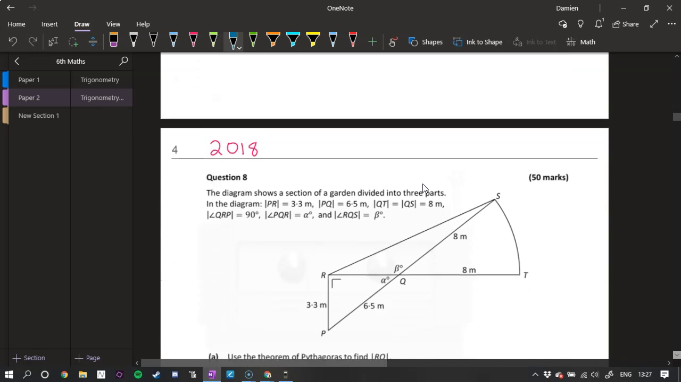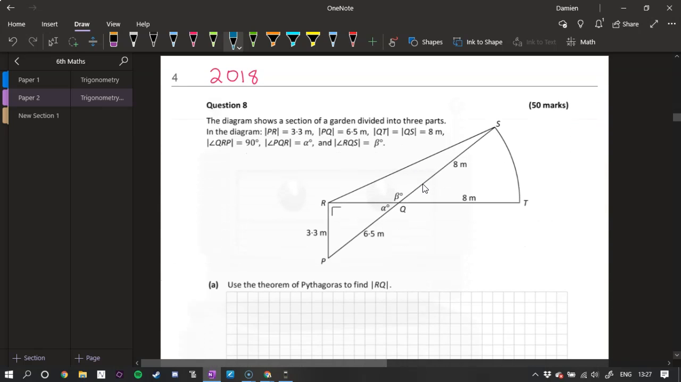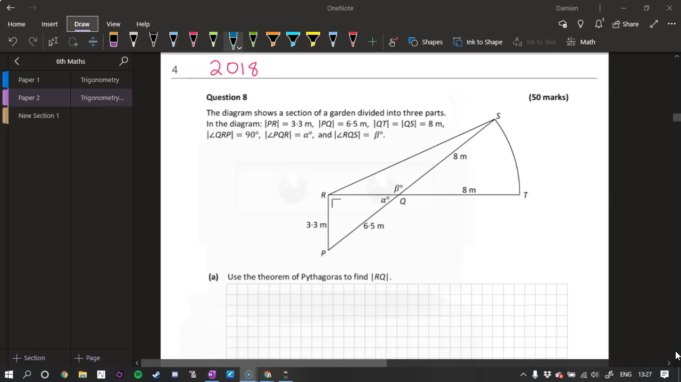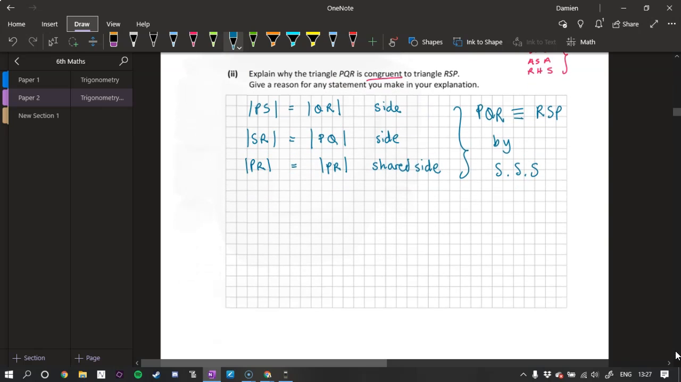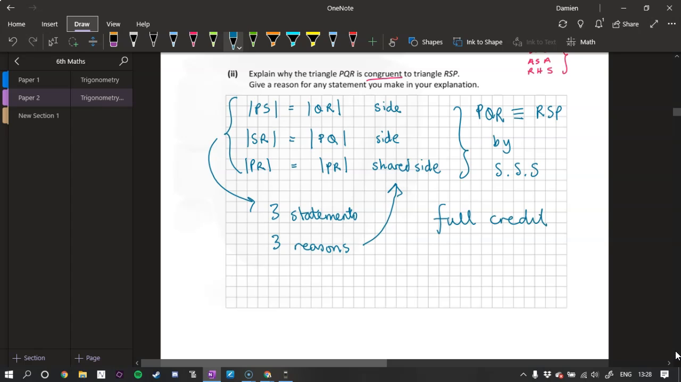Let's move on to the next one, 2018 question 4. But just before we move on, just to remind you, in this here where we put in these reasons, the marking scheme gives full credit for three statements, and that's these, they're your three statements, and then your three reasons, and that's these ones here. Only if you do those do you get full credit. If you leave that out, you're not going to get full credit. You're going to lose out on marks.